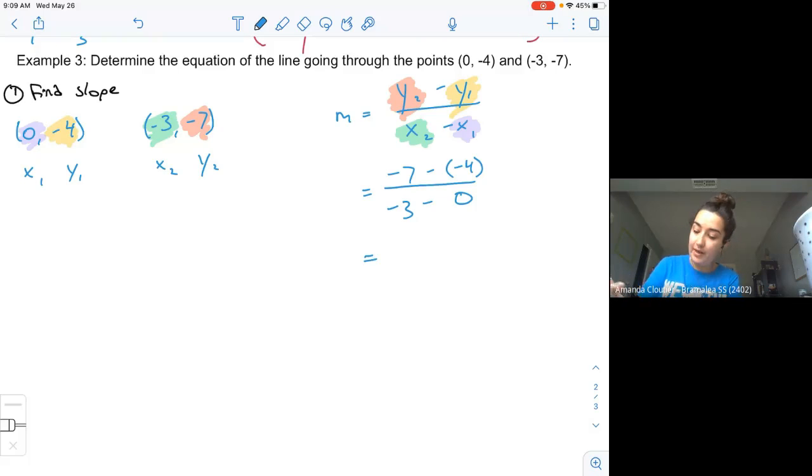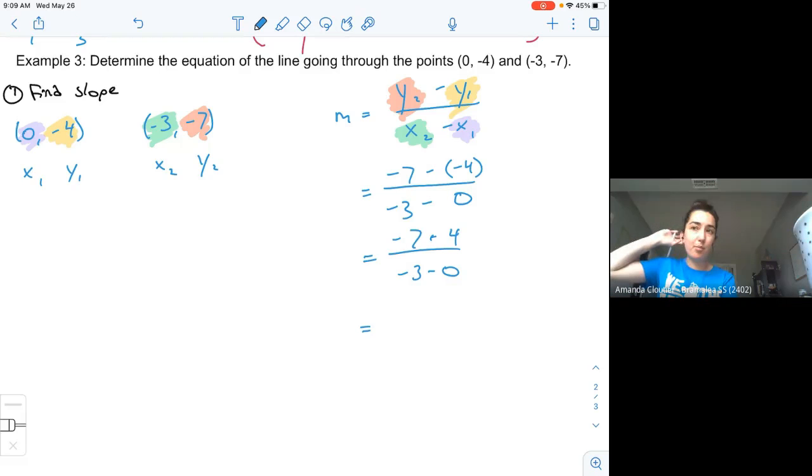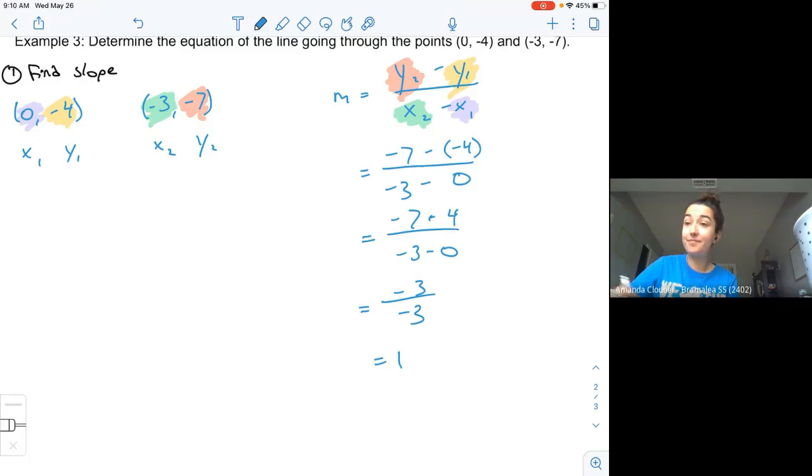Well, -7 minus -4 is like -7 plus 4. I'll write it out: -7 plus 4 over -3 minus 0. Well, -7 plus 4 is -3. Again, all divided by -3. So Mehak was right. -3 divided by -3 is 1. It's +1. The two negatives cancel each other out. So we have +1 for our slope. So our slope, our m, is equal to 1.